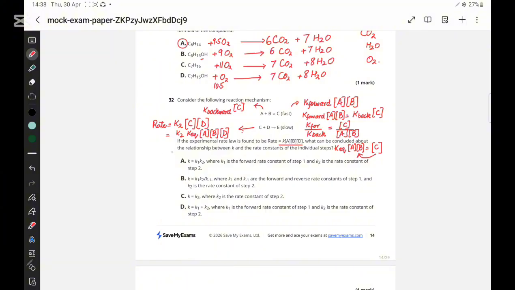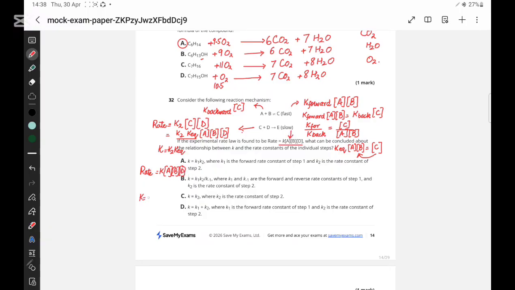Now we know one thing: if we take K equal to K2 times K equilibrium, then the rate becomes K times the concentration of A, the concentration of B, and the concentration of D, which is the required one.